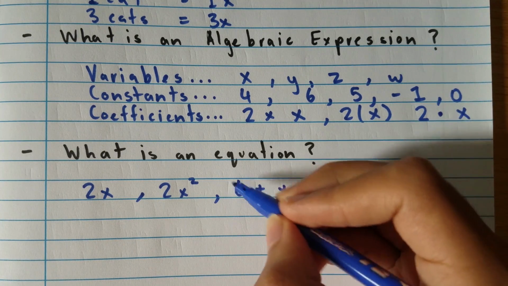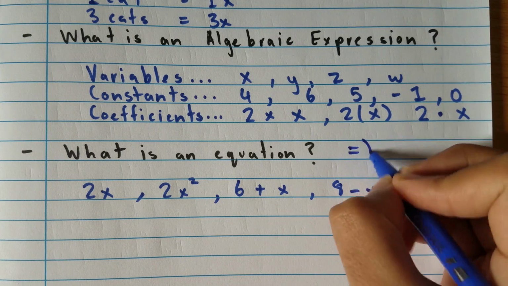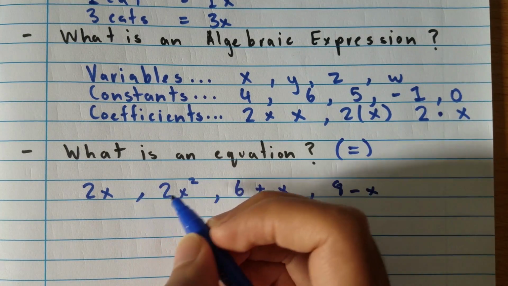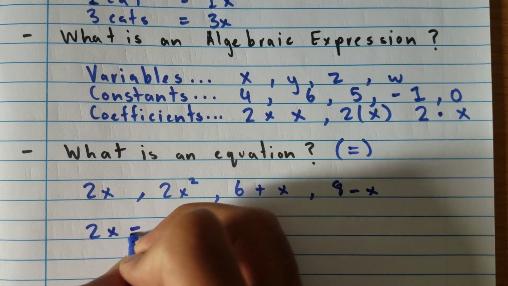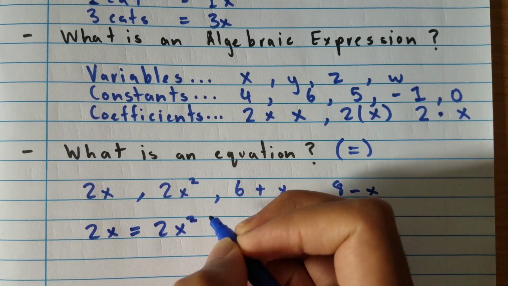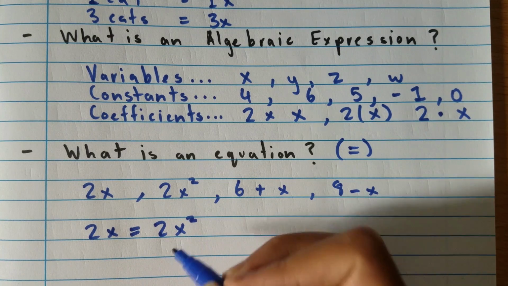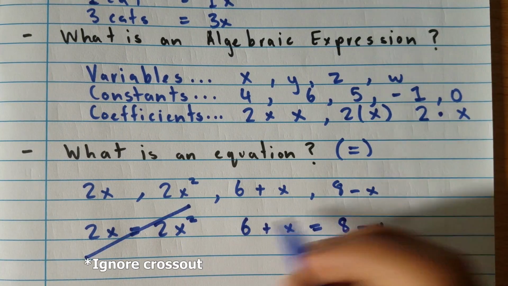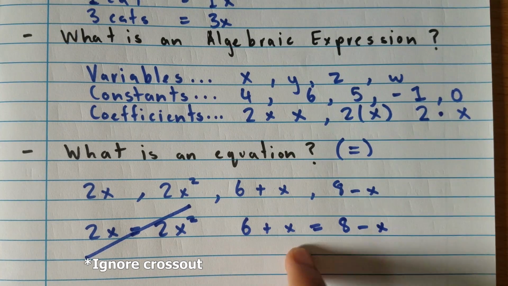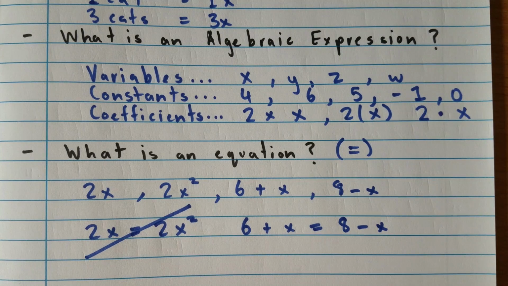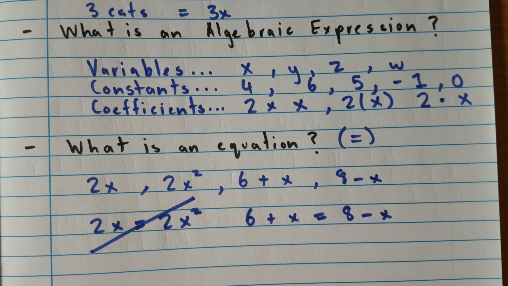What makes an equation is that you have to have an equal sign. You place an equal sign between expressions, and then you form an equation. So 2x equals 2x squared. That forms an equation. This is an equation because we're saying that 6 plus x is some value which is equal to 8 minus x. So now that we know what equations are, let's go ahead and solve some equations.